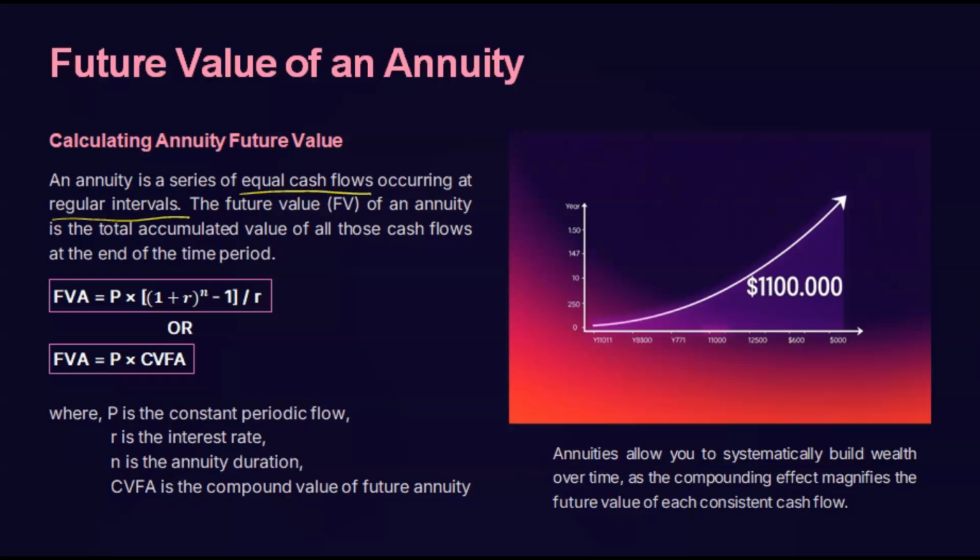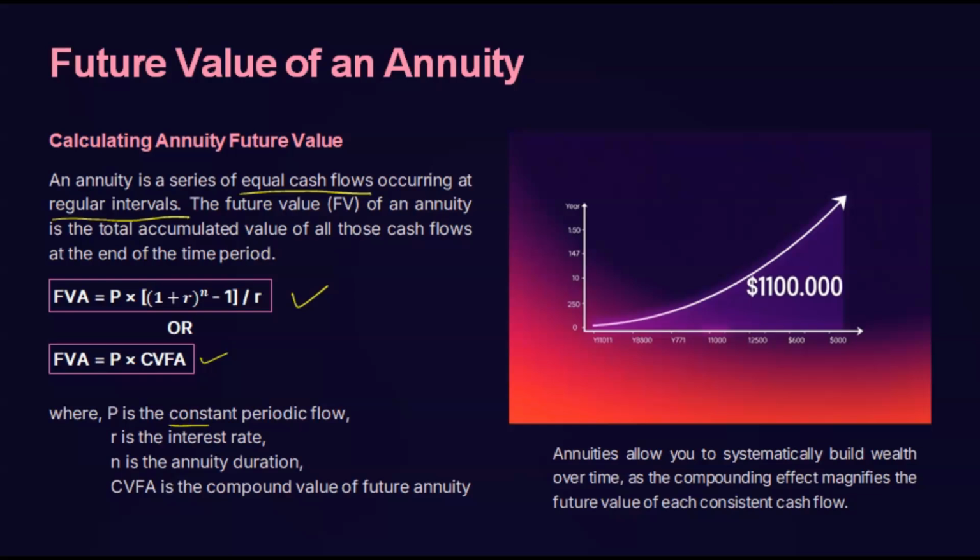It is the total accumulated value of those cash flows at the end of the time period. So the formula is FVA, that is future value of annuity, equals P multiplied by (1 plus R) to the power n minus 1, and the whole divided by R. This is the formula for finding future value of an annuity. And there is one more formula, P multiplied by CVFA. CVFA is the compound value factor of an annuity. This second method we'll use only when we have a table. This CVFA we'll get directly through the table and then multiply it with P, and nothing else you have to do.